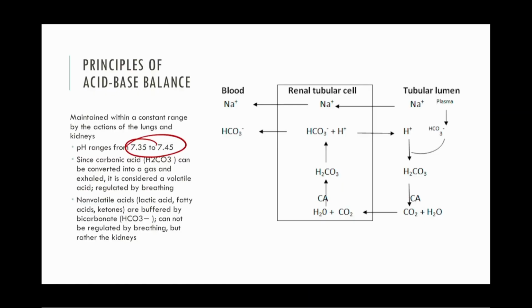We have two different types of acids in the body. We have volatile and non-volatile acids. A volatile acid is regulated by breathing. We can convert it into other things and exhale it. They're considered volatile. Non-volatile acids, lactic acid, fatty acids, ketones, are buffered by bicarbonate. So they're not regulated by breathing, they're regulated by the kidneys. So non-volatile acids are handled by the kidneys, volatile acids are handled by the lungs. You can just breathe out that acid. Don't worry about that for now, we'll deal with it all when we get to the kidneys.